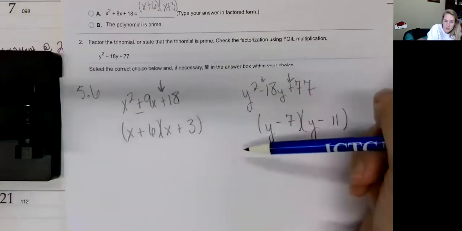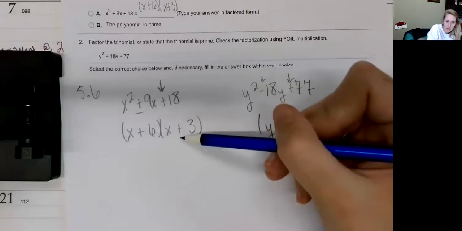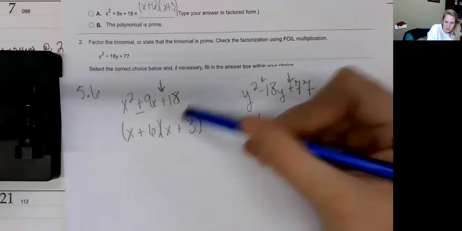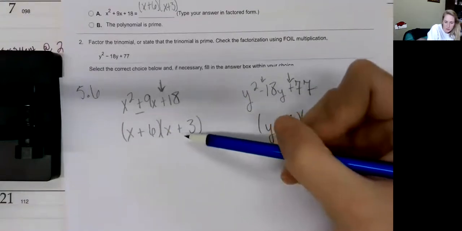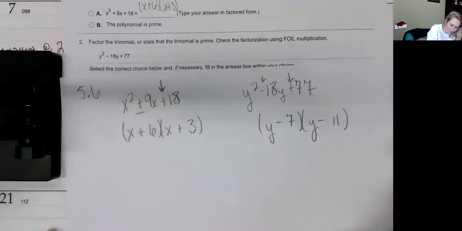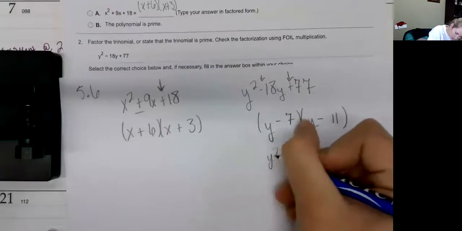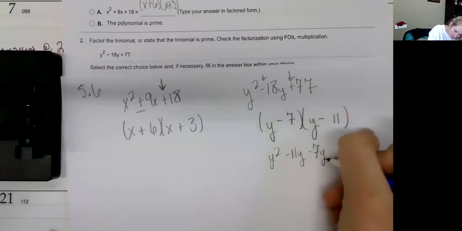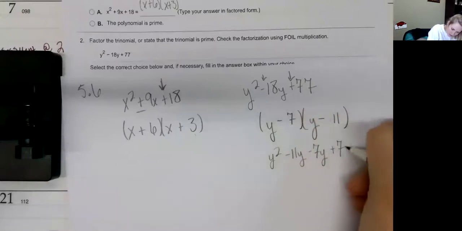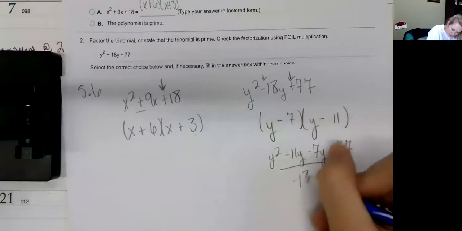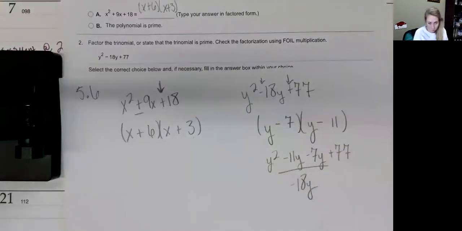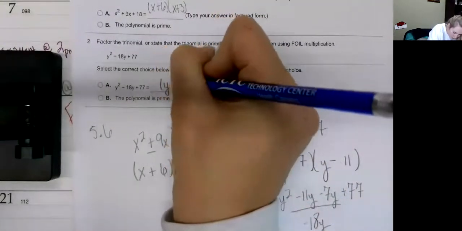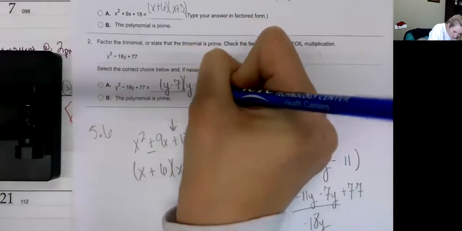And then when we go to check these, which you can do, x times x is x squared, x times 3 is 3x, 6 times x, 6x, 6 times 3 is 18. And then 3 plus 6 would give us our 9. Here, y times y, y times negative 11, negative 7 times y, negative 7 times negative 11. Combine them. So I'm going to go ahead and write that on here. So our answer would have been y subtract 7 times y subtract 11.